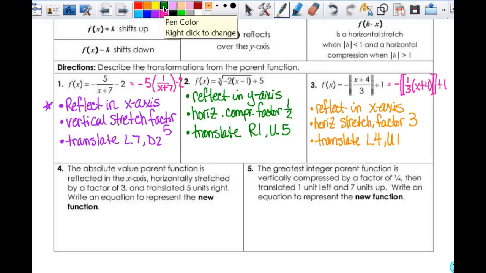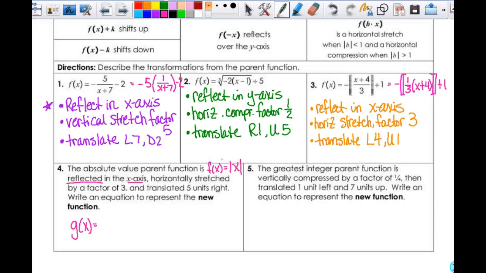Number 4, the absolute value parent function is reflected in the x-axis, horizontally stretched by a factor of 3, and translated 5 units right. Write an equation to represent the new function. Okay, so the parent function, f of x, equals the absolute value of x. And so it says we are reflected in the x-axis. So we'll make this g of x since I made the other one f of x. If you didn't even write this, then making this f of x is fine.